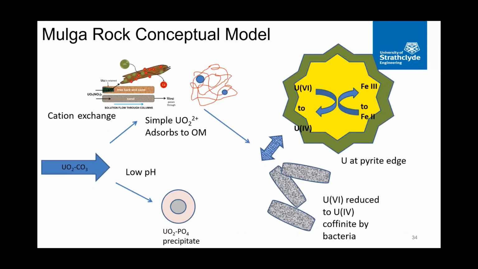Putting that together into a Mulga Rock conceptual model, again, we've got uranium-6 in low concentrations in the groundwater, getting rapidly absorbed to organic matter. Where that has occurred to orthogenic pyrite, we might get a reduction around the edge, and where that has occurred near bacteria, they might have reduced or helped reduce that to coffinite.